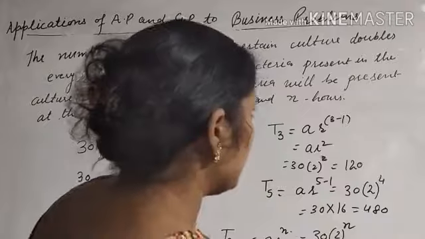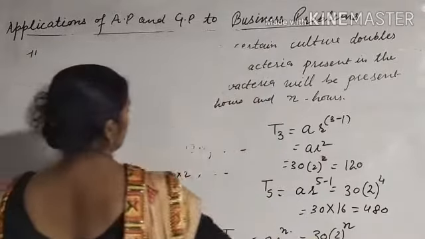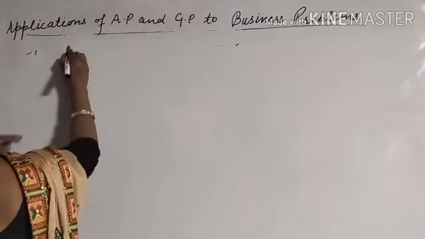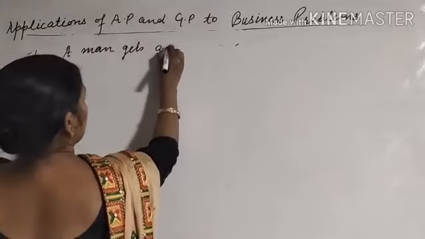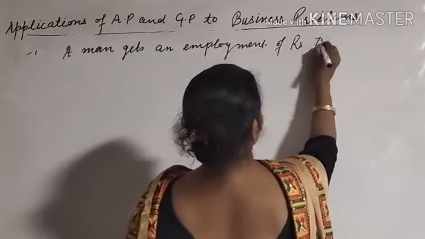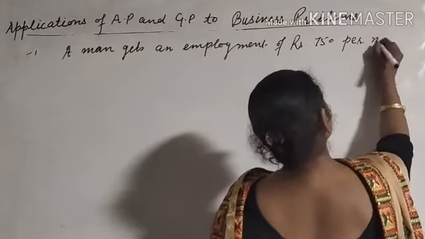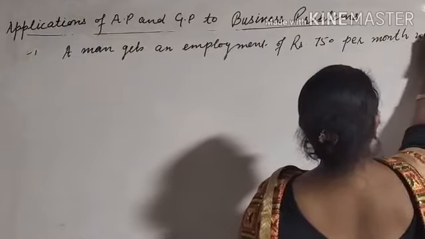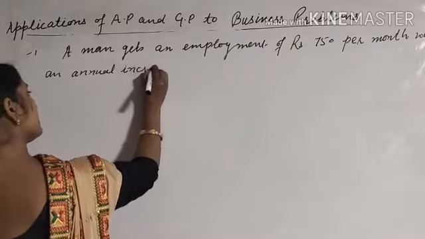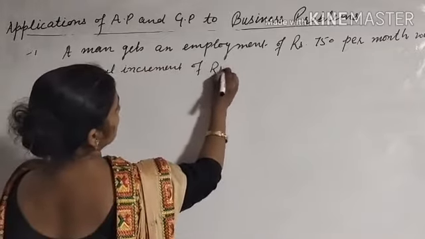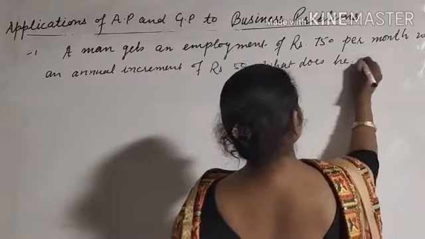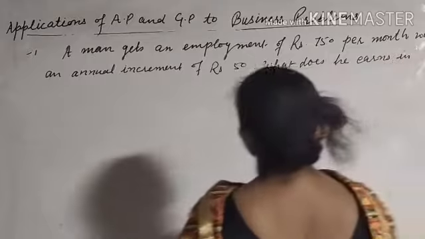Next, let's discuss one more problem. A man gets an employment of rupees 750 per month with an annual increment of rupees 50, then what does he earn in 10 years?